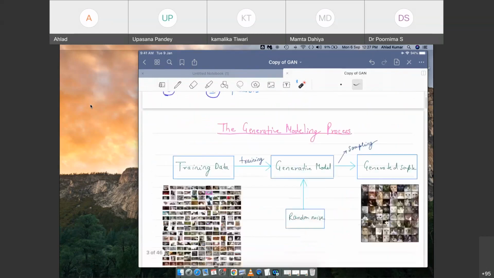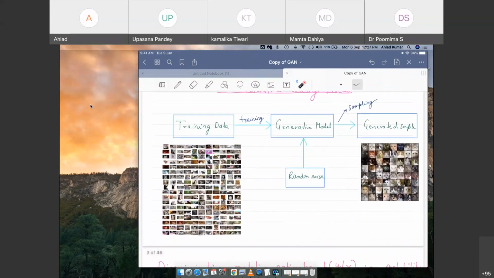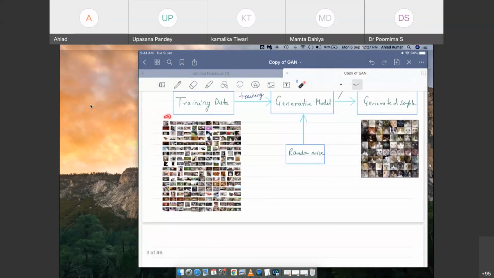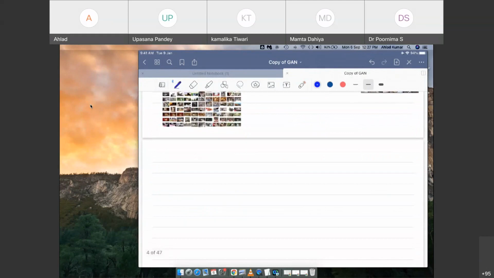So right now, what generative modeling is trying to do is find a probability model for this data set. Here you have the training data, which is fed into the generative model. Let us say you have an image of size 28 cross 28. If you reshape it into a one-dimensional vector, it becomes 784 cross 1.